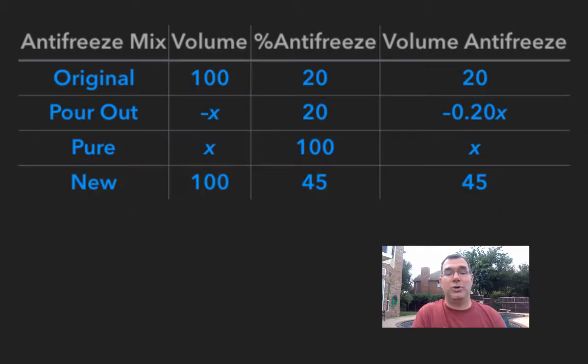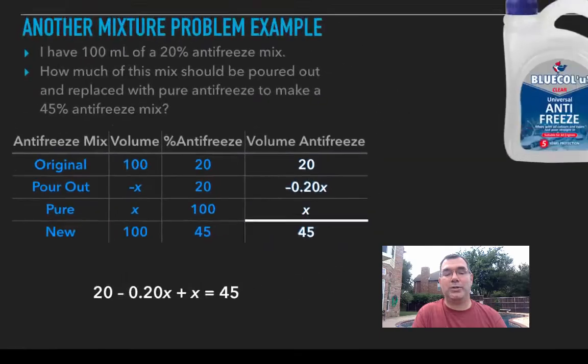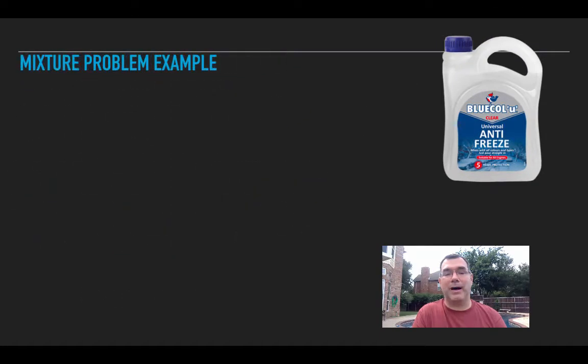So the new volume is now going to be back up to 100 milliliters. The percent antifreeze, I want that to be 45%, which means that the volume is 45, because 45% of 100 is 45. Again, I add the last column together and make an equation out of that. So I have 20 minus 0.2x plus x equals 45. Okay, so there's my equation written out.